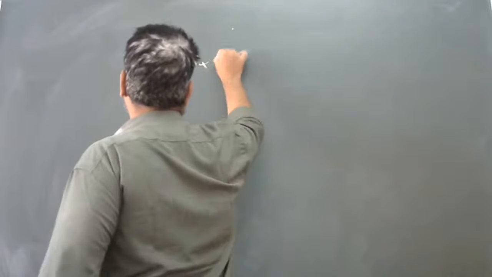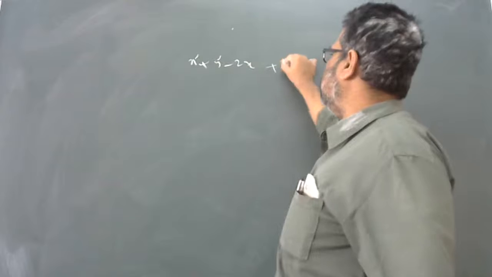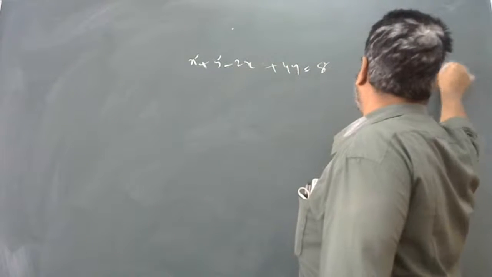Right? Now see, we'll see one question. I think still time is there. Find the center and radius of the circle whose equation is x square plus y square minus 2x plus 4y is equal to 8. Center and radius is asked of the circle.